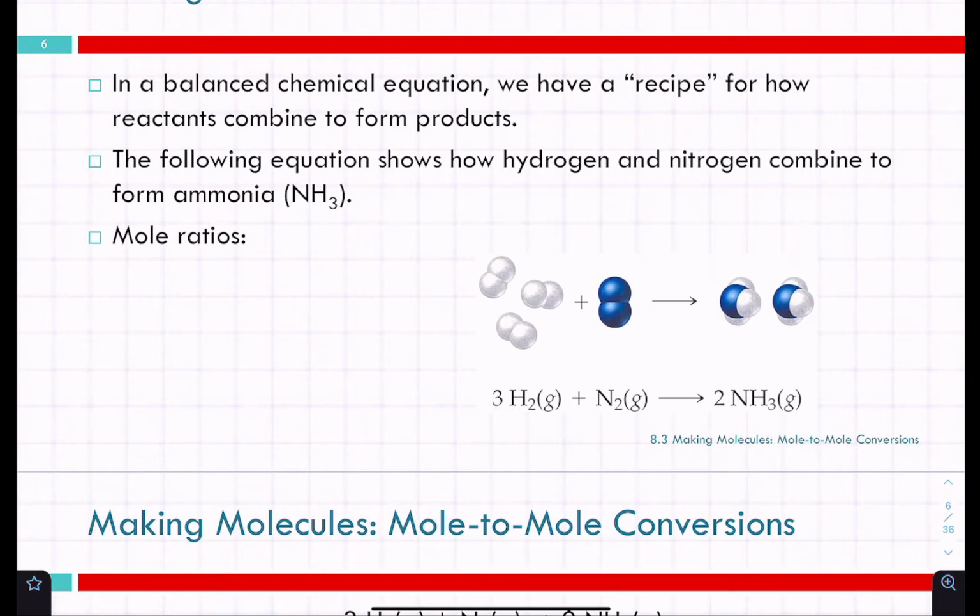So we can write mole ratios between hydrogen and nitrogen or ammonia, or we could write a ratio between nitrogen and ammonia. For any of these combinations, we can write a ratio. So for 3 moles of hydrogen, how many moles of nitrogen would we need?